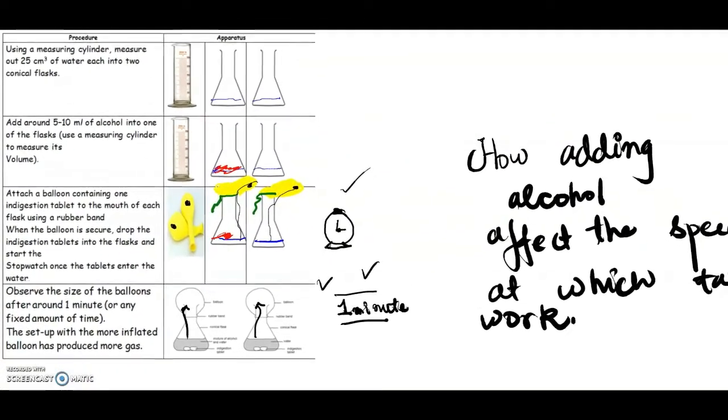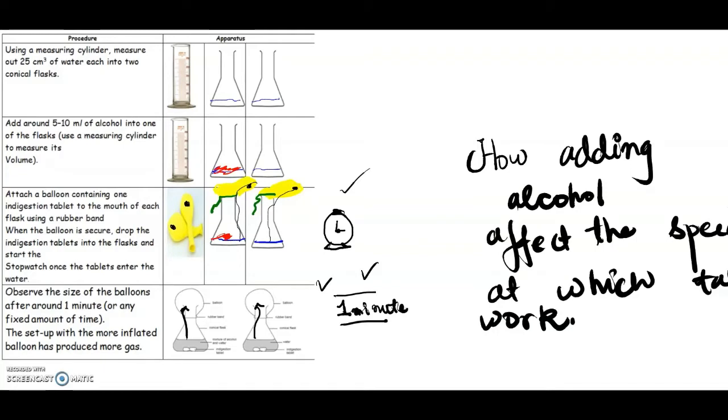So this is your practical. In the first step you have taken water, in the second step you measure out 5 cm³ of alcohol in one of the flasks, then you tie up the balloon which already contains a tablet, and you just drop them into the flask and start the stopwatch for 1 minute, and observe the size of the balloon, through which you would be able to know the effect of alcohol on the speed of reaction.